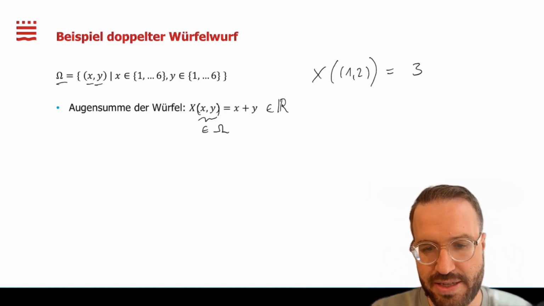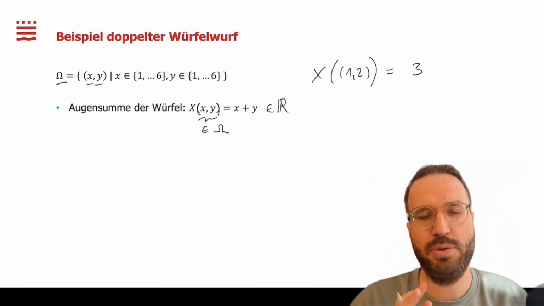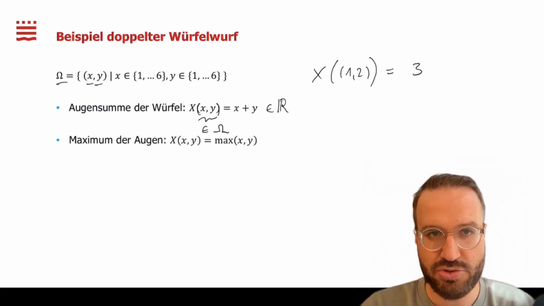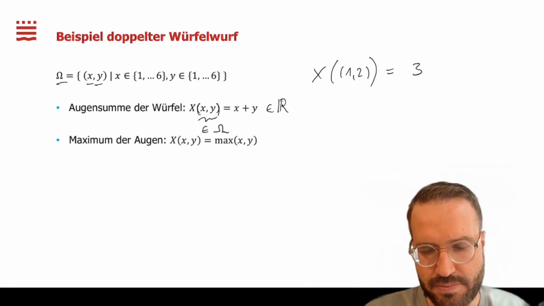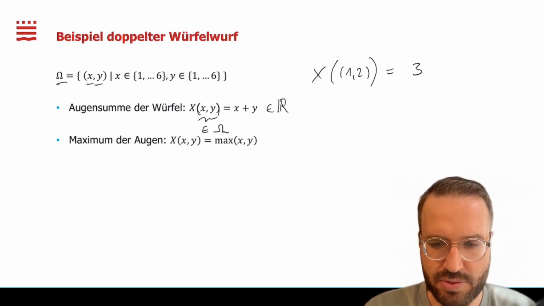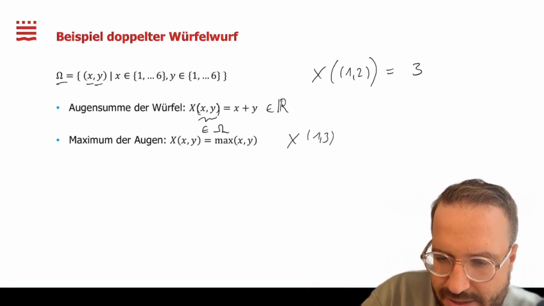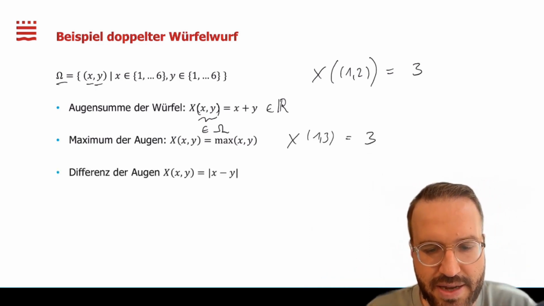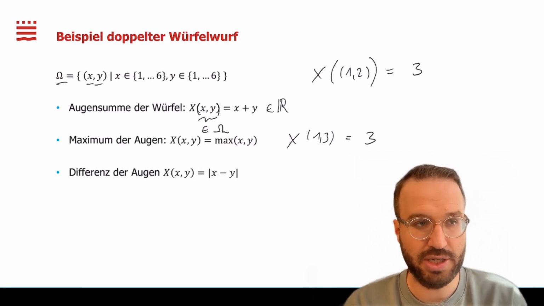That is, the function that assigns to (x, y) the value x plus y is nothing other than the concept of the sum of the two face values. And now you can consider that you can, of course, introduce additional random variables. For example, you can also take the maximum of the two numbers. Then you have, so to speak, the maximum. For instance, let's make an example. In this case, the value would be 3 because we would take the maximum, or also the difference of the values, x minus y in absolute terms.